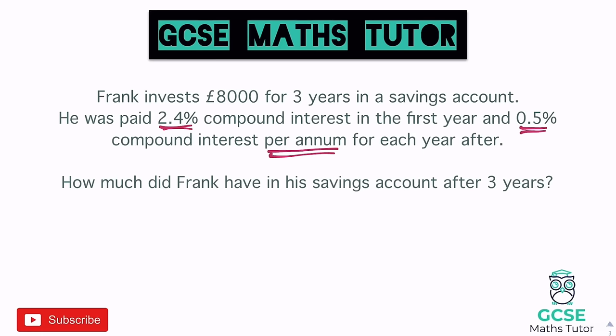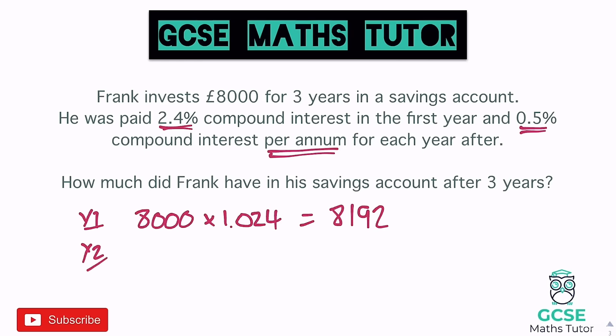So in the first year, I'm just going to put year one. He gets 8,000, and we're going to multiply that by the multiplier for 2.4%, so 1.024. And we're not going to put any power with that because it's only in the first year. You could put the power of one, but I'm just going to work that out there. So 8,000 times 1.024, no powers involved, and that equals £8,192. So at the start of year two, he now has 8,192. That's the amount that he's starting with in the second year.